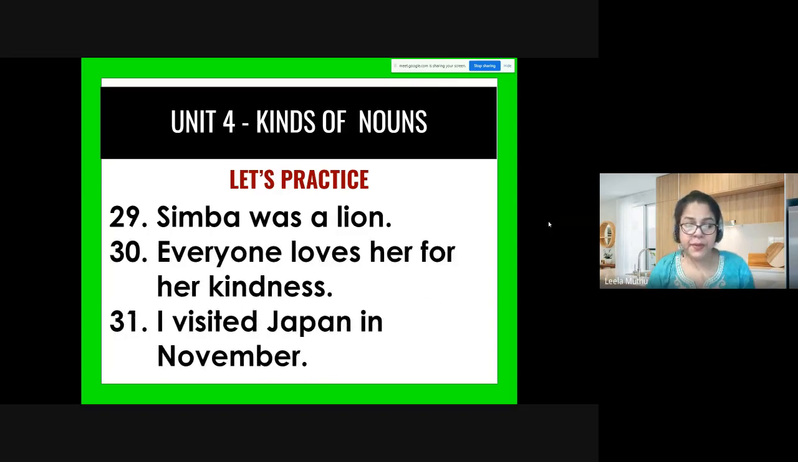Simba was a lion. Simba is a proper noun. Lion is a common noun. Everyone loves her for her kindness. Kindness here is an abstract noun.